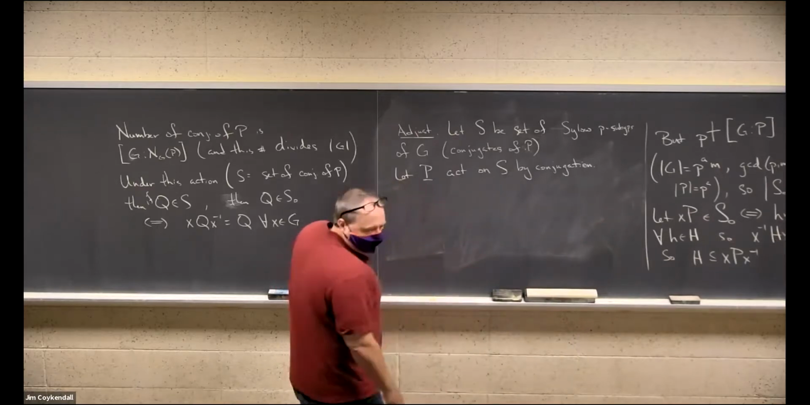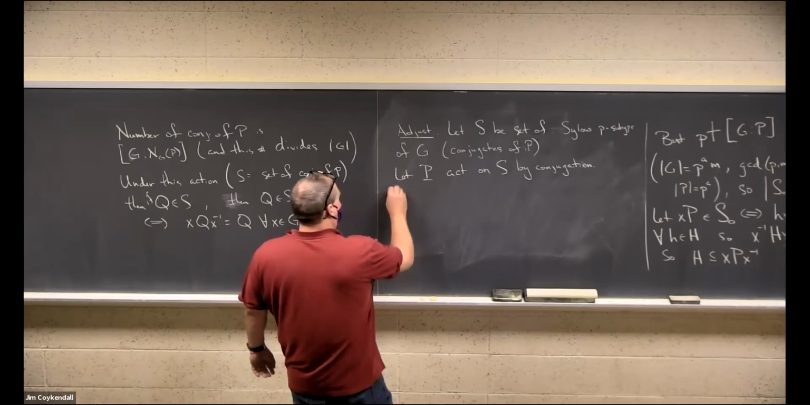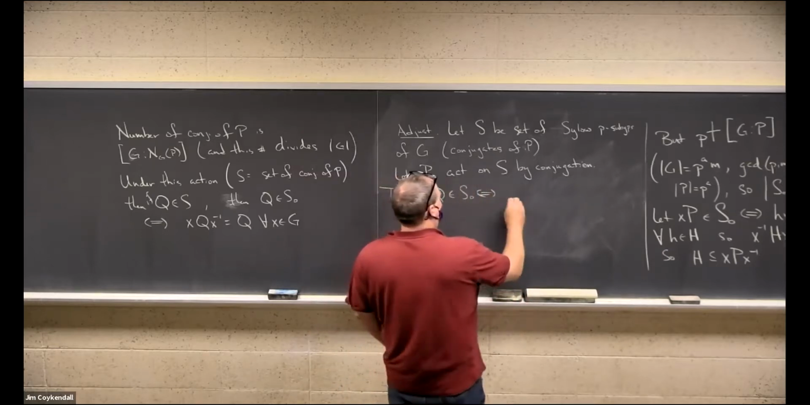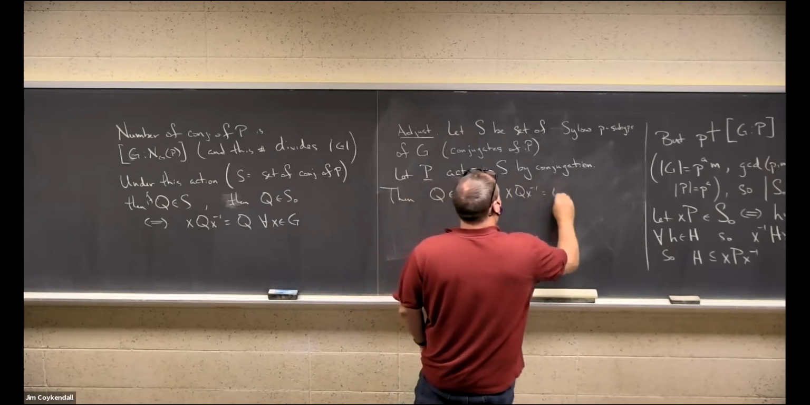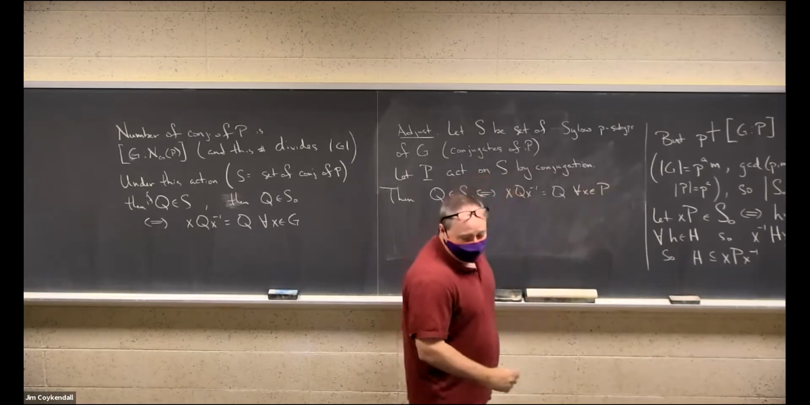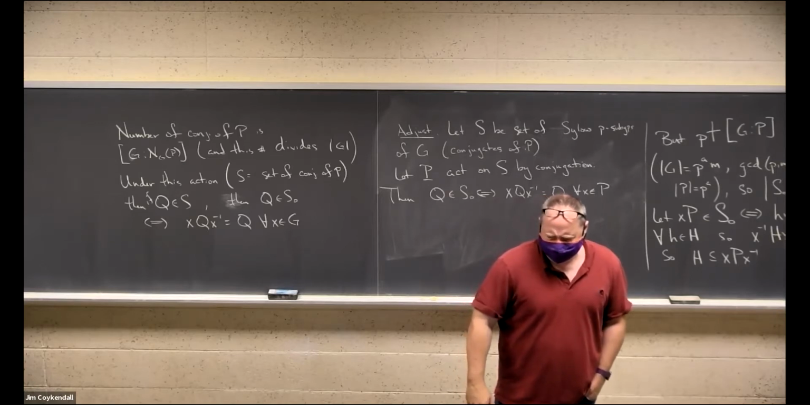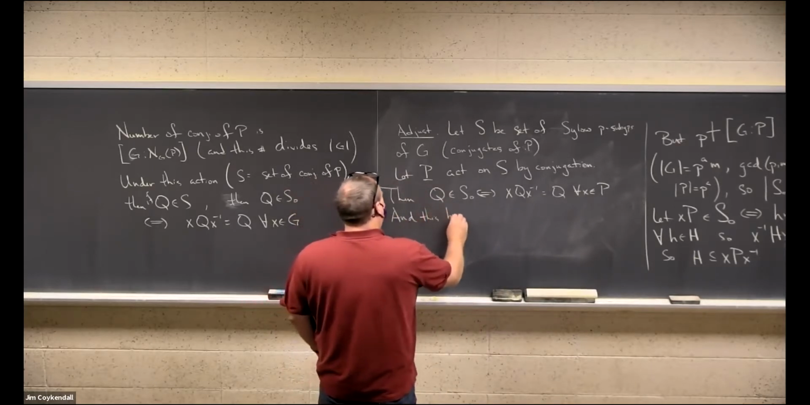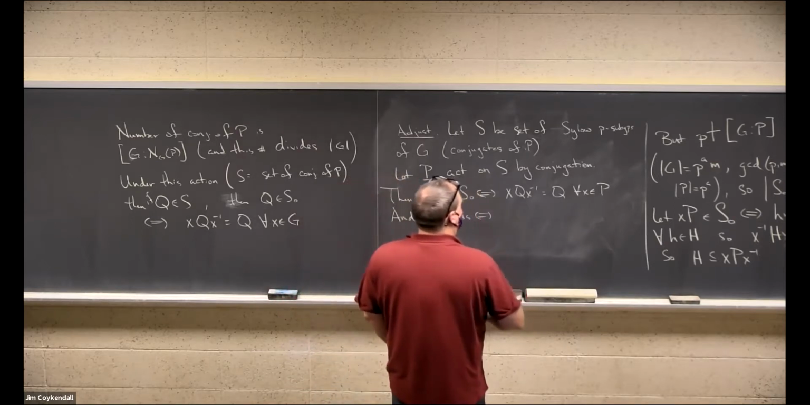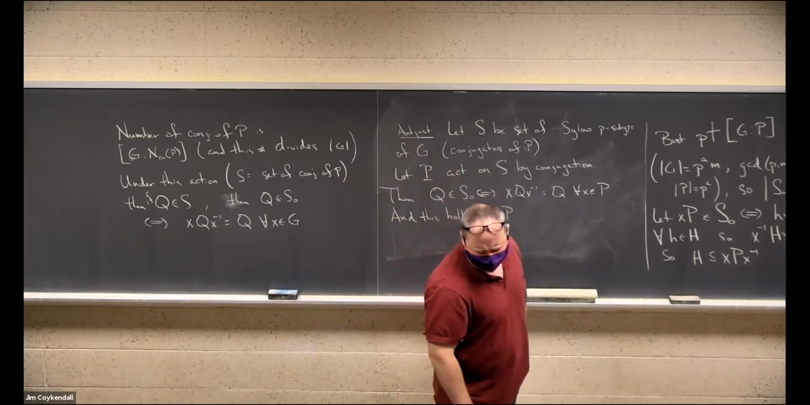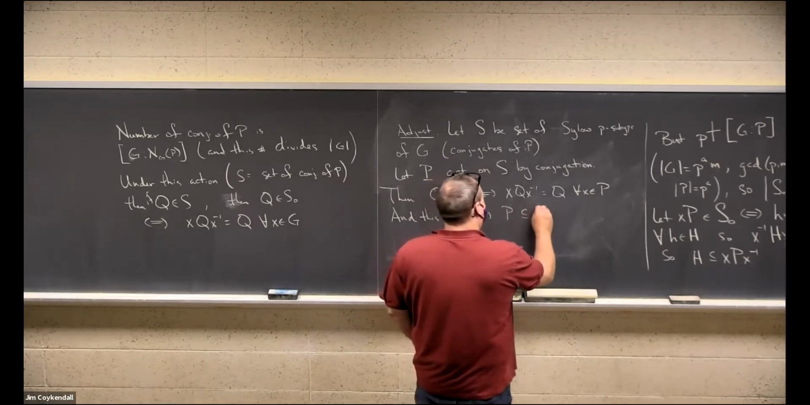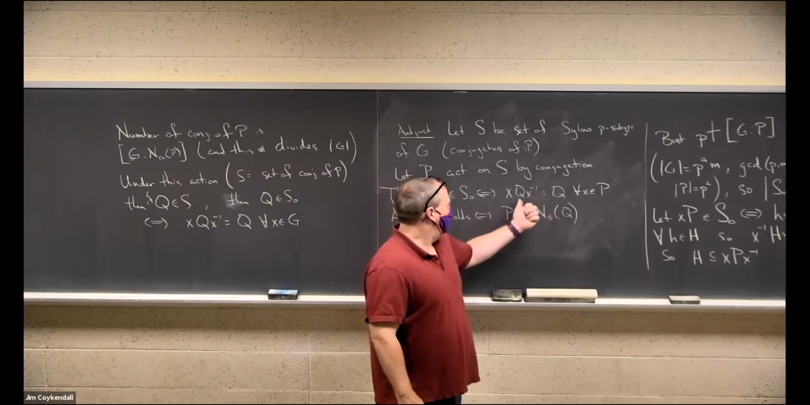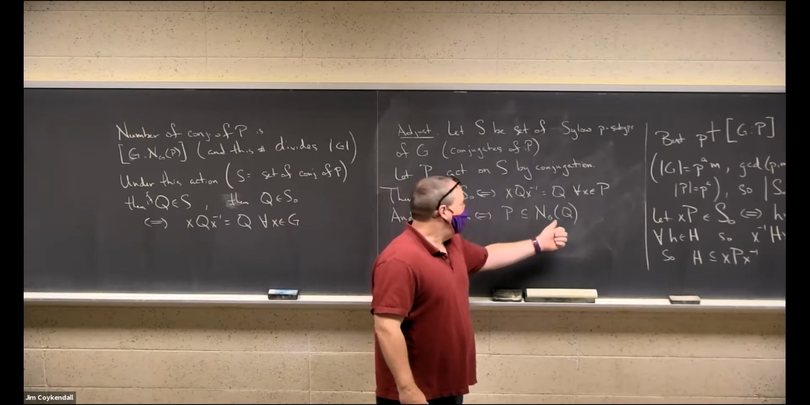So let's go through this again. If Q is a Sylow P subgroup, then Q is in S naught if and only if everything in P conjugates Q to itself, which means that everything in P normalizes Q, right?